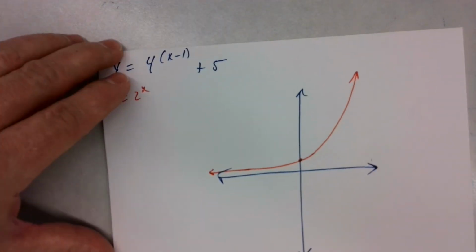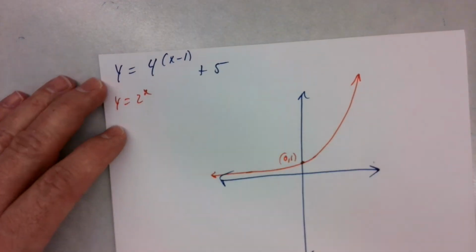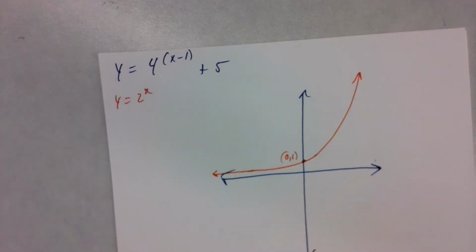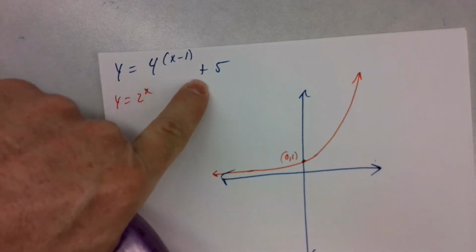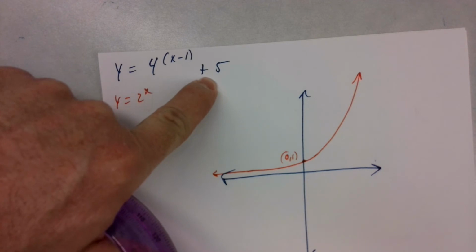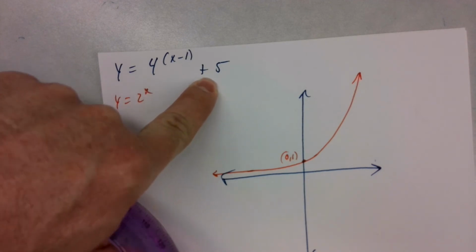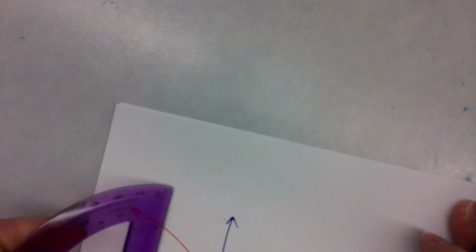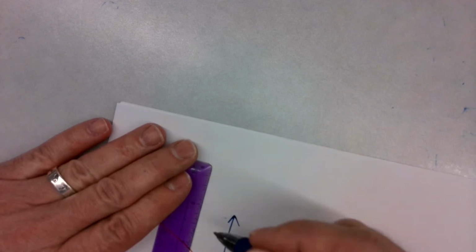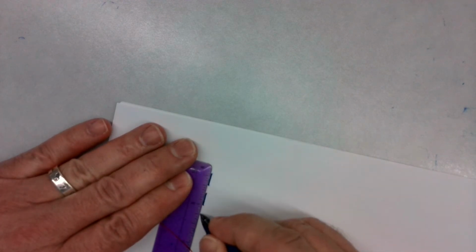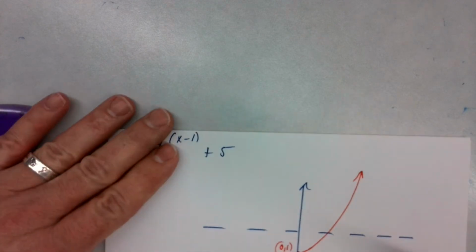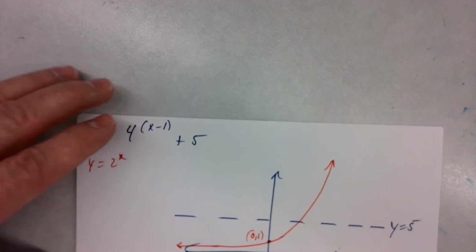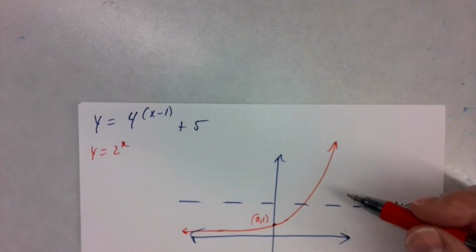I know I'm going to look something like that, right? 0, 1. Okay, now, where is the asymptote going to be for my new graph? My new asymptote, that's that horizontal line. It's going to be at that value. So I'm going to come up here. It's going to be at y equals 5. That's horizontal lines, right?